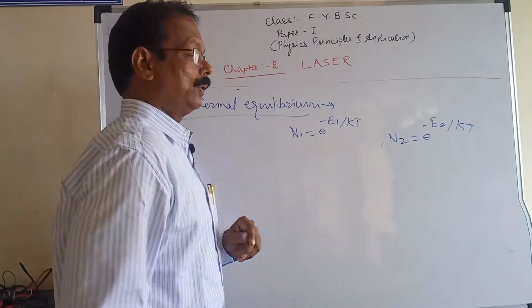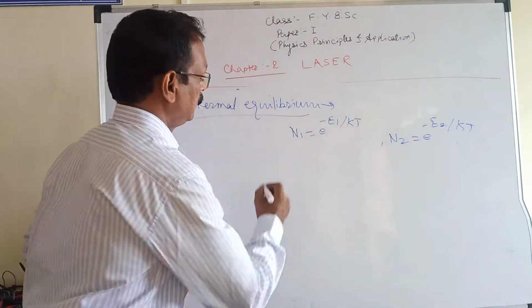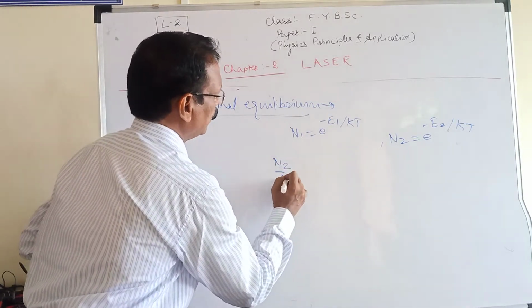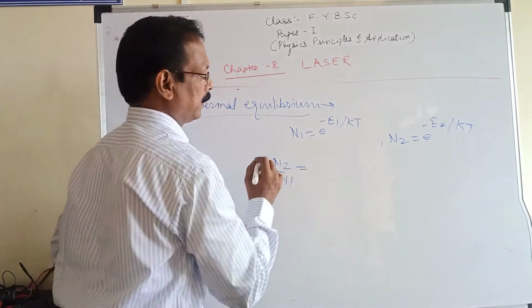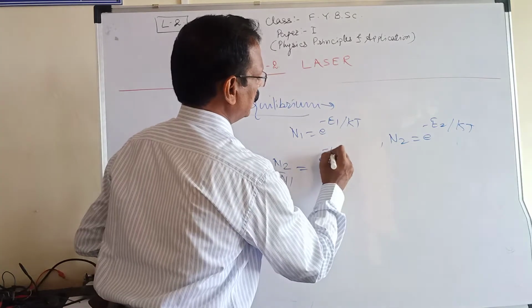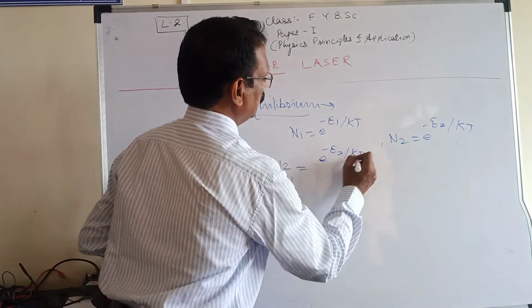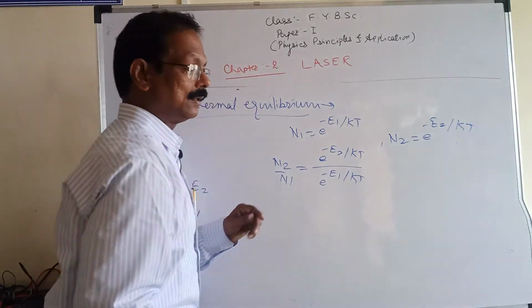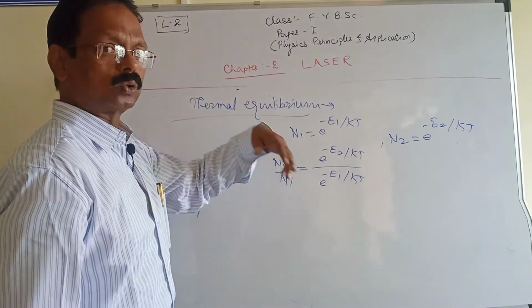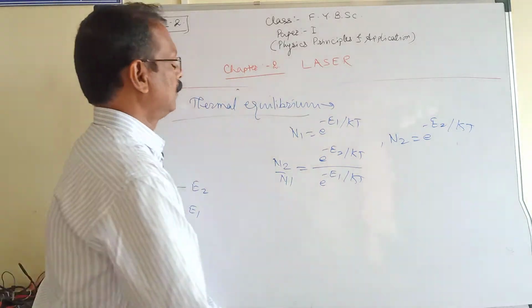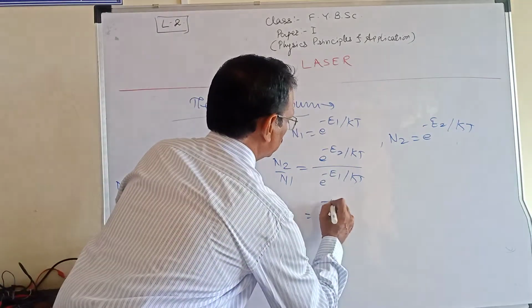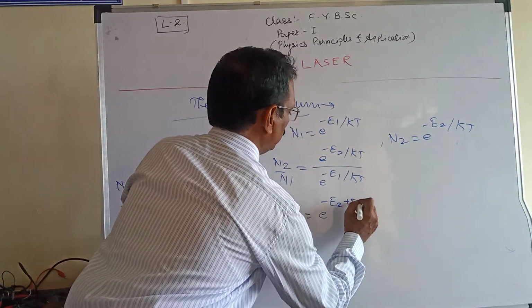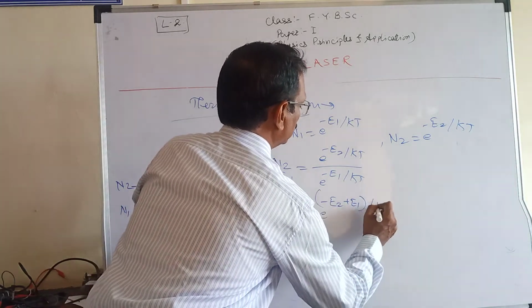So here we put N1 and N2. N2 upon N1 is equal to, what is our equation? N2 is e raised to minus E2 upon kT, divided by e raised to minus E1 upon kT. The denominator goes to the numerator and its sign becomes plus. So our equation becomes e raised to minus E2 plus E1 upon kT.